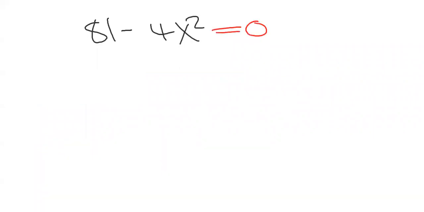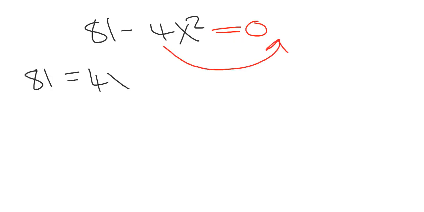Then I'll do the last example. 81 minus 4x squared. The first step is always the same. Insert an equal sign and then insert your 0. Then take the negative term to the other side of the equal sign. So it means we have 81 equals 4x squared.